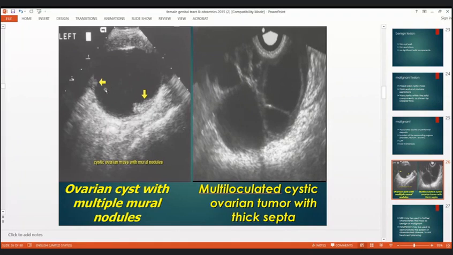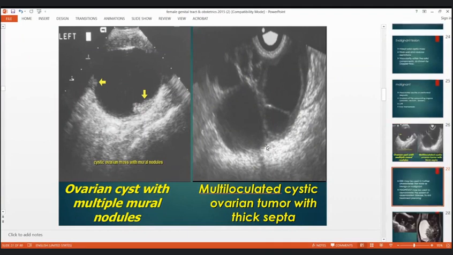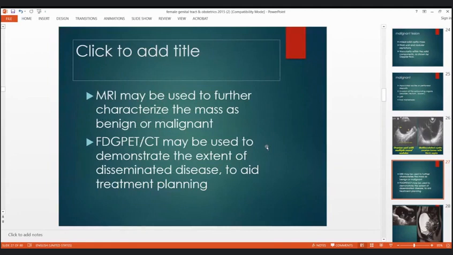The higher the number and the size of the solid lesions, and the higher the thickness and the number of septations and the complexity of the lesion, goes more with malignant cystic lesion. MRI will help us to characterize the mass as benign or malignant, and PET-CT can be used to demonstrate the extent of disseminated disease to aid in treatment planning.